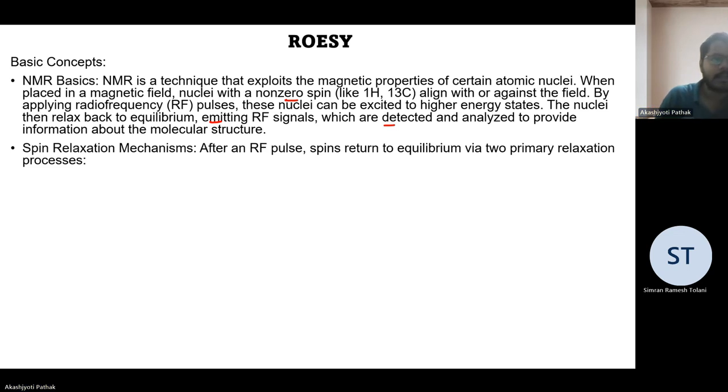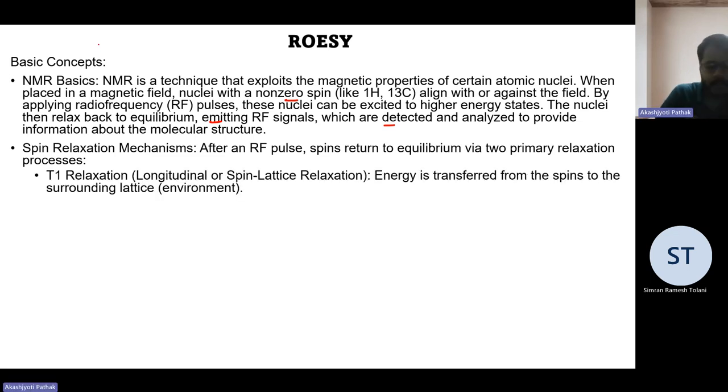During the relaxation process, that means when the spins relax from the higher energy spin state to the lower energy spin state, that relaxation can be brought about by two processes. First is the T1 relaxation, also known as longitudinal or spin lattice relaxation. In this relaxation process, energy is transferred from the spins to the surrounding lattice.